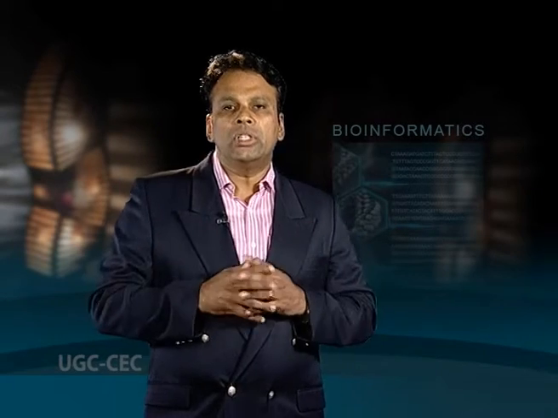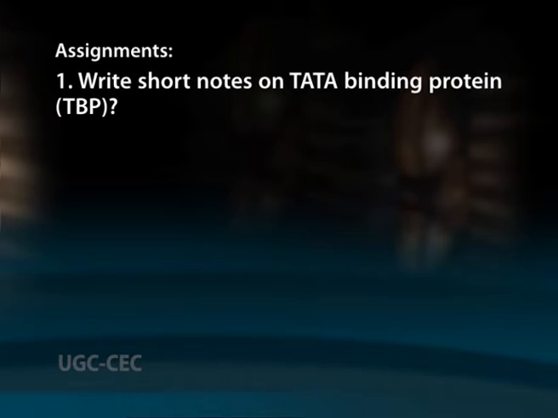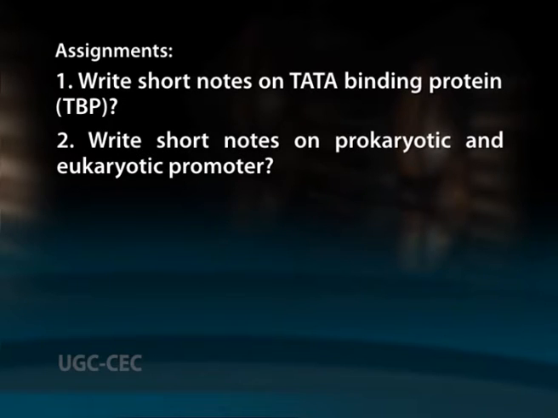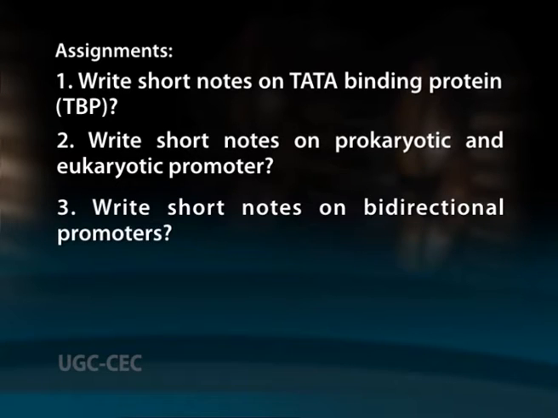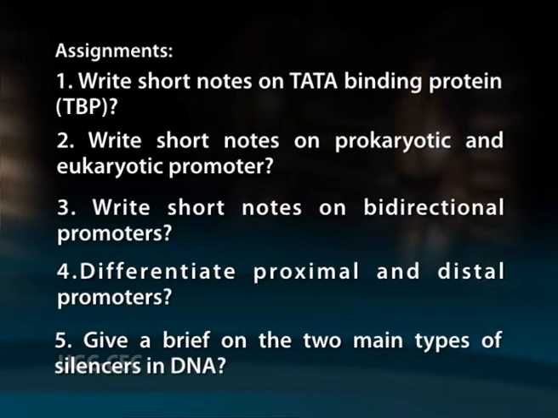Now, let me give you certain assignments based on the discussions we had. 1. Write short notes on TATA binding protein, that is TBP. 2. Write short notes on prokaryotic and eukaryotic promoter. 3. Write short notes on bidirectional promoters. 4. Differentiate proximal and distal promoters. 5. Give a brief account on the two main types of silencers in DNA.